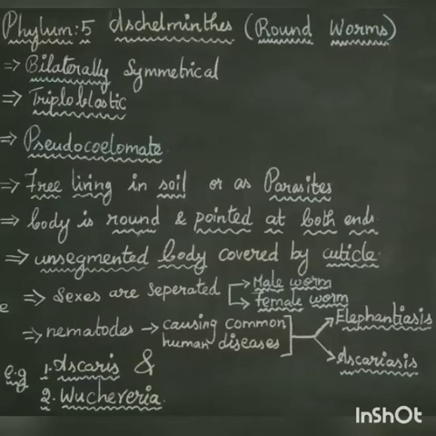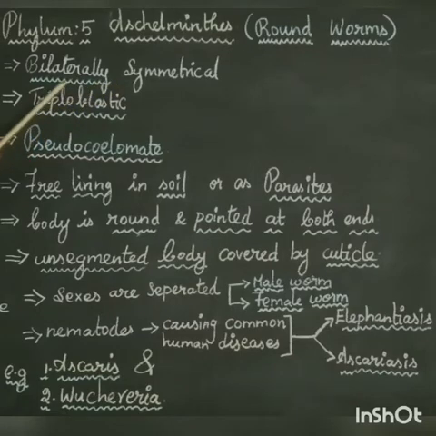Phylum 5, Aschelminthes. This phylum includes all roundworms. Roundworms means it is somewhat thread-like. In the phylum Platyhelminthes, that is a flatworm, but here there is a slight difference, the worm will be round in structure. Here also it is a bilaterally symmetrical body. What is meant by bilaterally symmetrical body? Through the central axis, when the body is cut, it will be divided into right and left halves. That is a bilaterally symmetrical animal.